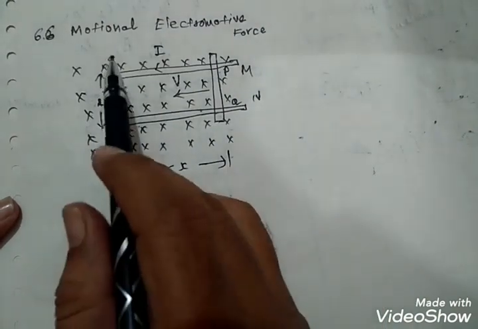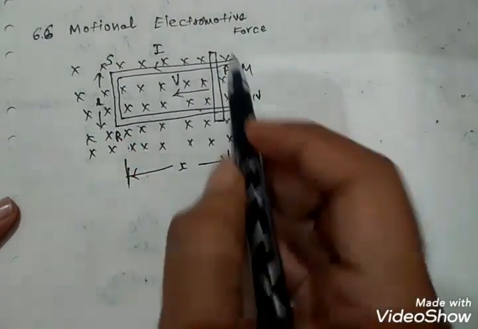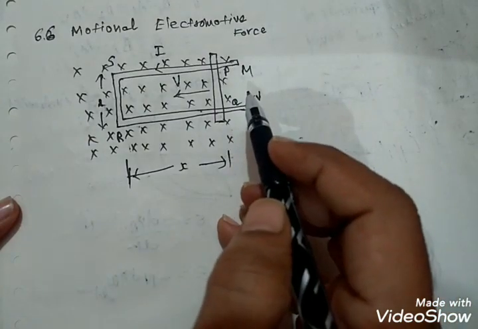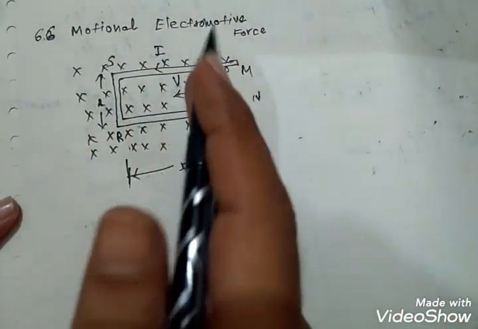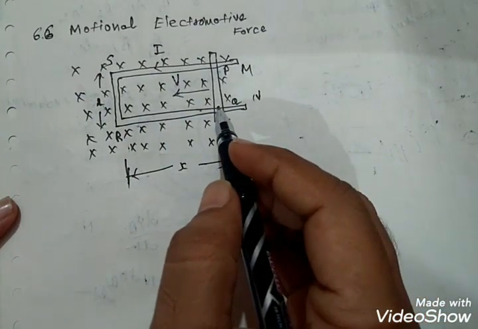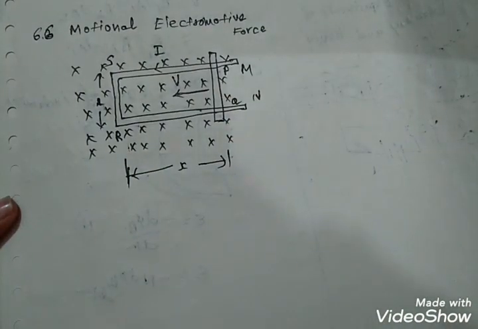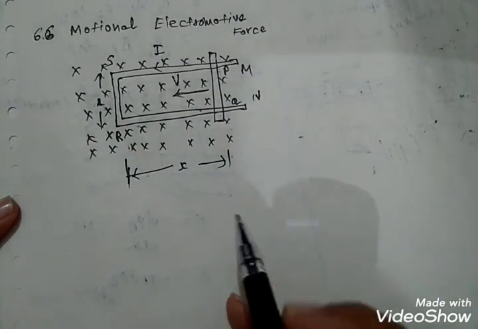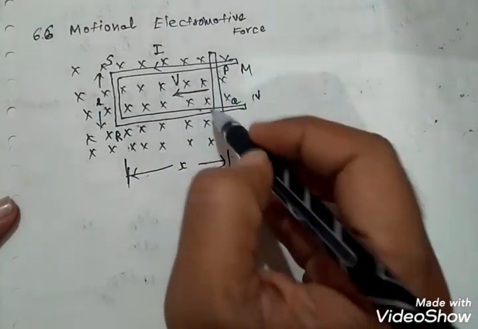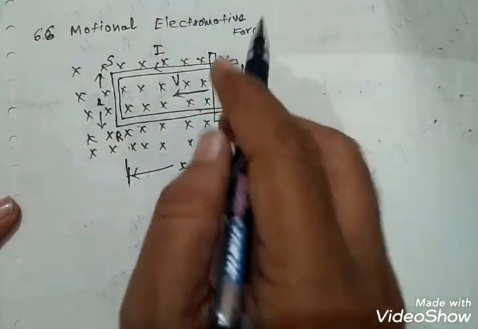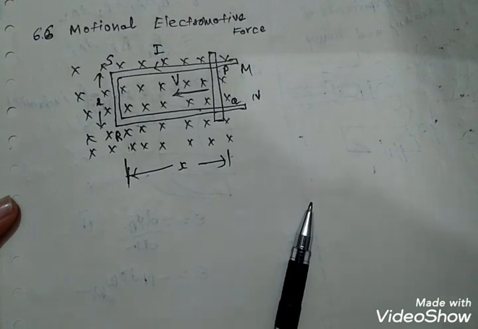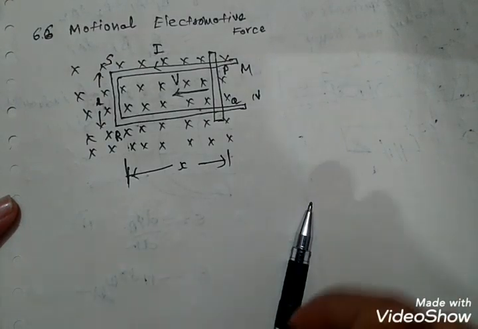PQRS. Here PQ is free to move left to right. The rod PQ is moved towards the left, in this direction, with a constant velocity v, as shown in this figure. Now there is no loss of energy due to friction of this rod. There is no loss of any kind of energy due to friction.